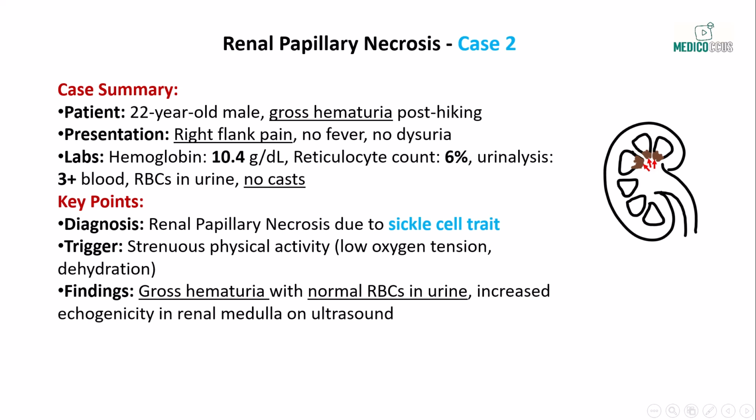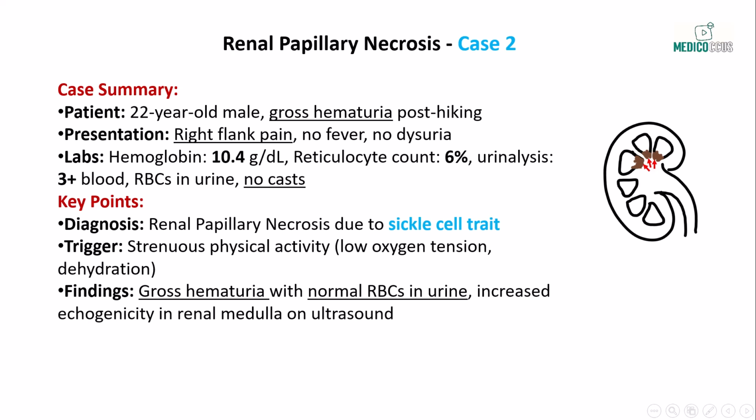A renal ultrasound reveals increased echogenicity of the renal medulla, but no hydronephrosis. The most likely cause of his hematuria is renal papillary necrosis. And simply, here's why. The patient's gross hematuria, with normal red blood cells and no casts on urine microscopy, suggests an extraglomerular cause of hematuria. Given his history of strenuous physical activity and potential sickle cell trait, renal papillary necrosis is the most likely explanation for his symptoms. Sickle cell trait is common in people of African, Middle Eastern, or Mediterranean ancestry.